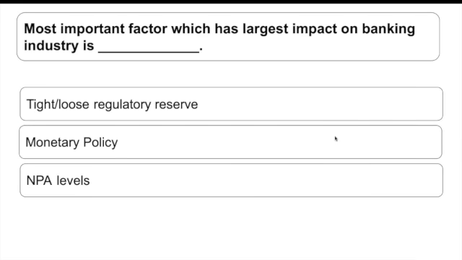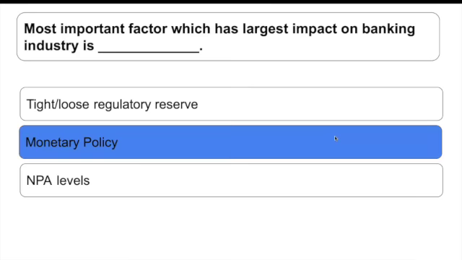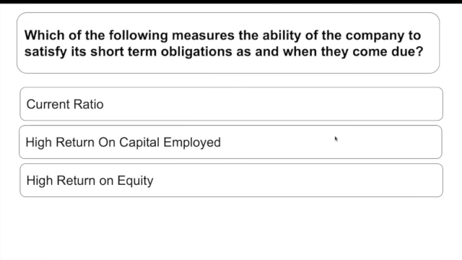The most important factor which has the largest impact on the banking industry is A, tight or loose regulatory reserves. B, monetary policies. C, NPA levels. The correct answer is monetary policies.